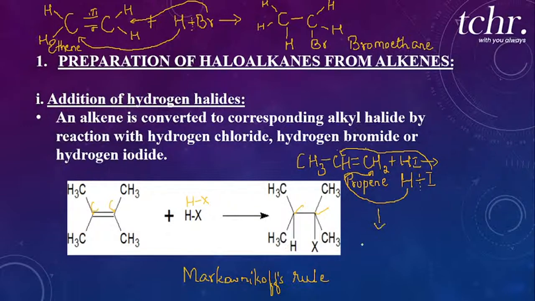So I will write the product here. Look here, students. I add the negative charge, that is the iodine, the halogen, to the carbon atom containing the least number of hydrogen atoms. So here the pi bond is broken, and I add the hydrogen to the carbon atom containing the highest number of hydrogen. Therefore the product is 2-iodopropane, right?